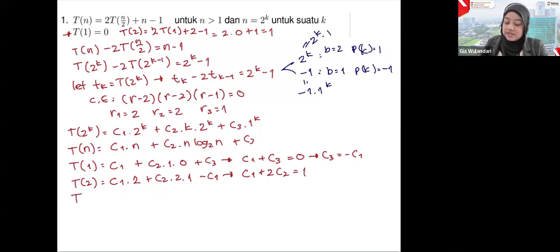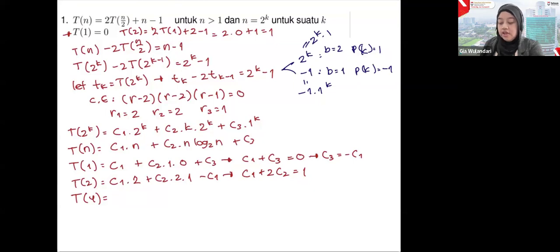And next, I will try for n equals to 4. I'm not trying n equals to 3 because from the equation, if we want to have T3, it means we will need the value of T 1.5, which we don't have. So we just use T4 instead.